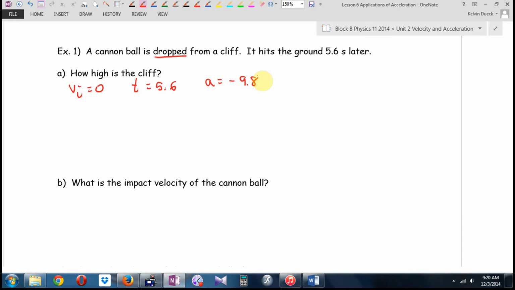Can you find for me an equation that has d, vi, t, and a? And I guess no vf.